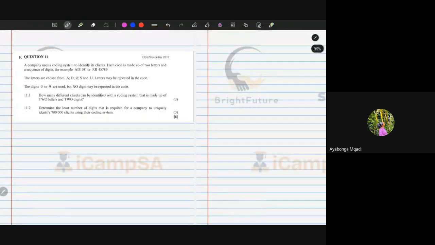So they say, determine the least number of digits that is required for the company to uniquely identify 700,000 clients using their coding system. So how do you think, guys, we should approach this? So they always work with 2 letters. But now what we require is that they have 700,000 clients.